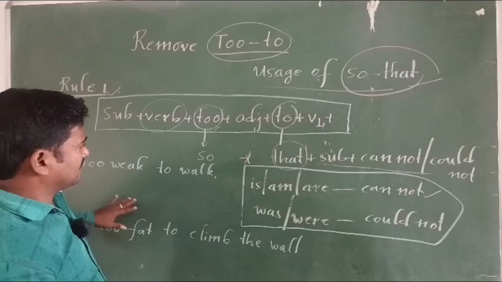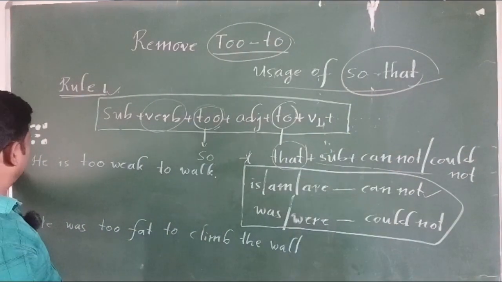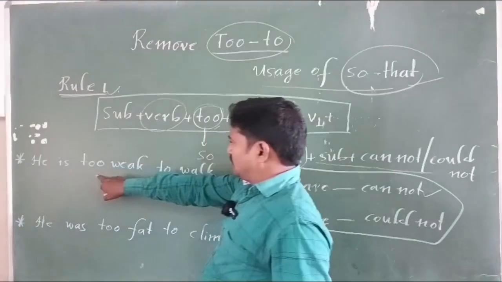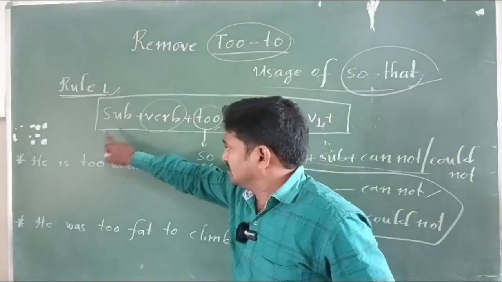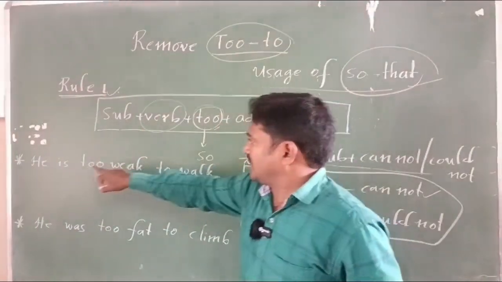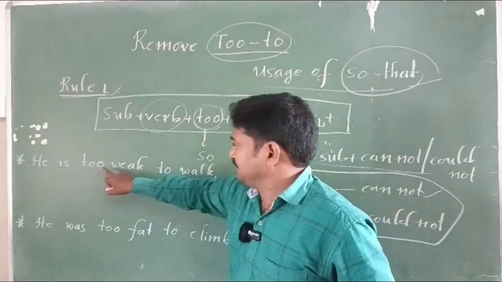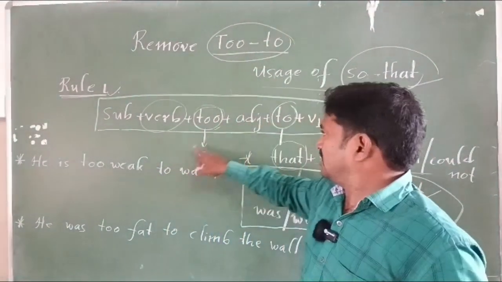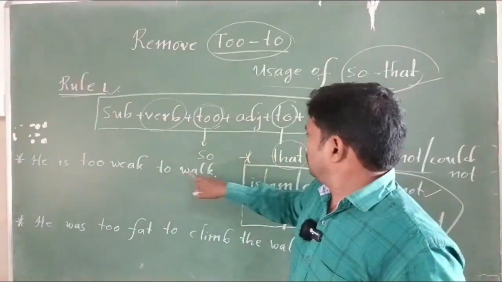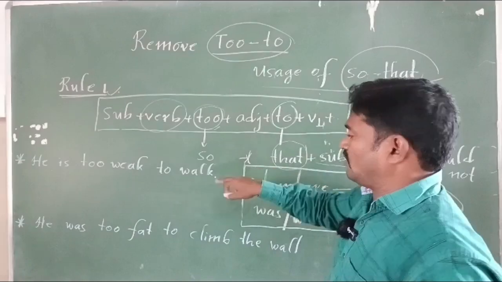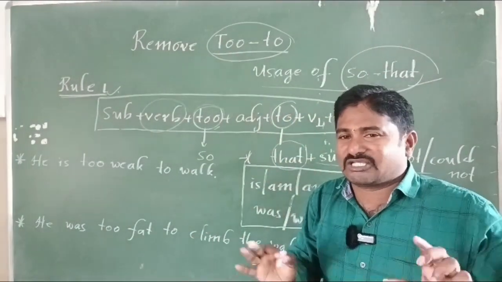According to that, now I have one sentence. What is it? He is too weak to walk. What is the subject? The subject is he. The verb is is. Then too, and the adjective here is weak. Next, to plus the verb walk. So according to rule one, the structure is like that.